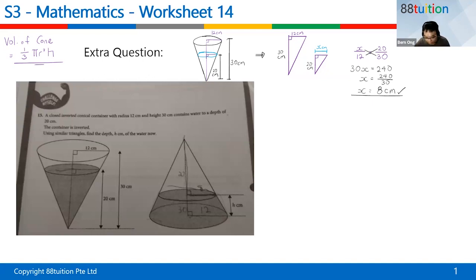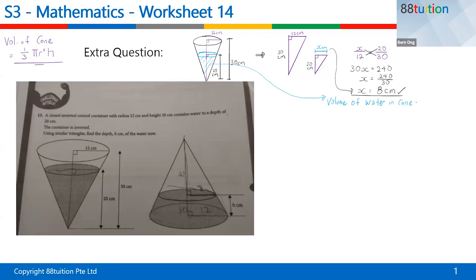Children, continue. So I use similar triangles to find the radius of the small portion, which is this portion here. This portion is 8 already. Just to let you know, this portion, the bottom part, is filled with water. Can I go and find the volume of this water here? So volume of water in the cone is what?